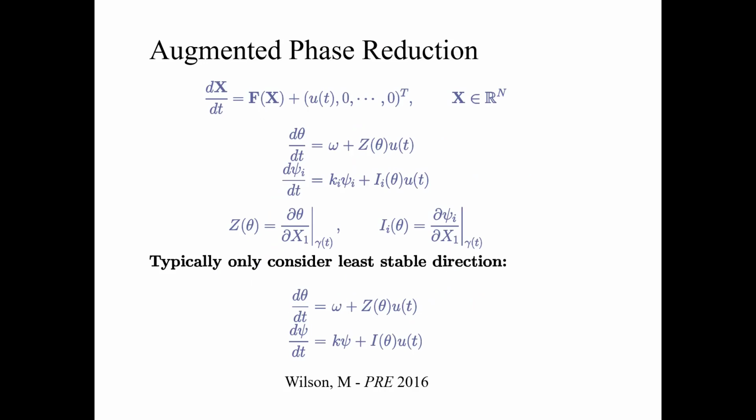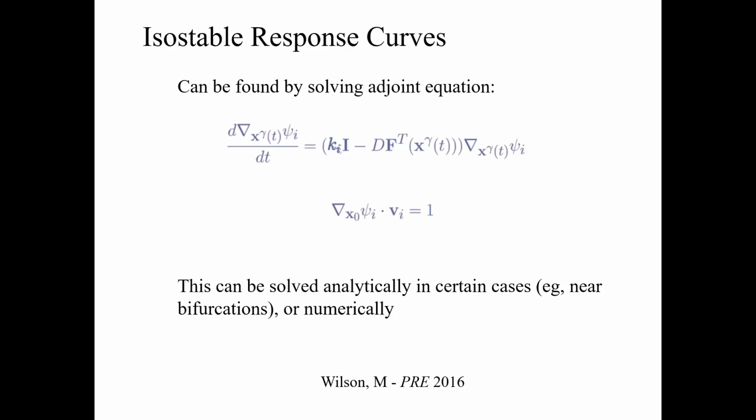What we did was, I don't like the name, but we called it an augmented phase reduction, where we do the phase reduction as before, but we also have this additional equation for the isostable variables. If you consider just the least stable direction, here I have n-1 isostable variables, but we can approximate it as just a 2D system like this. And it turns out in that reduction, you get what we called isostable response curves. I think Hiroya called them amplitude response curves. They have their own adjoint equation that you can solve, analytically in certain cases or numerically.